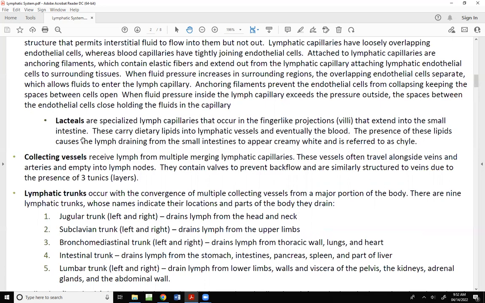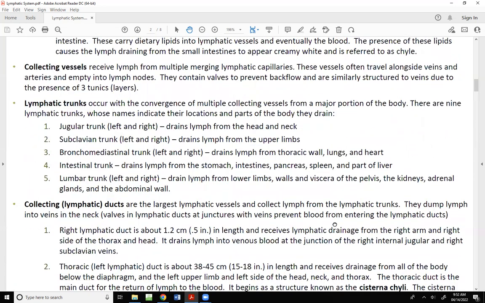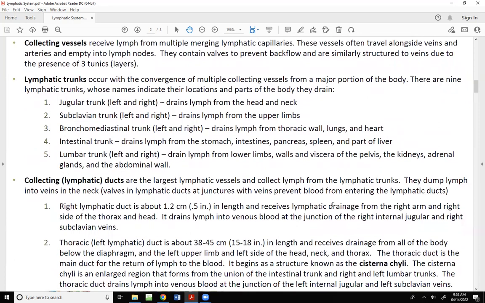Okay, but the presence of the lipids that are picked up from our small intestine causes the lymph from our small intestines to appear more creamy white, and therefore has a special name called chyle. Okay, not Kyle like the name Kyle, but chyle. And we'll see lacteals when we talk more about the villi, like I said, in our digestive lecture, which will be in our next unit.